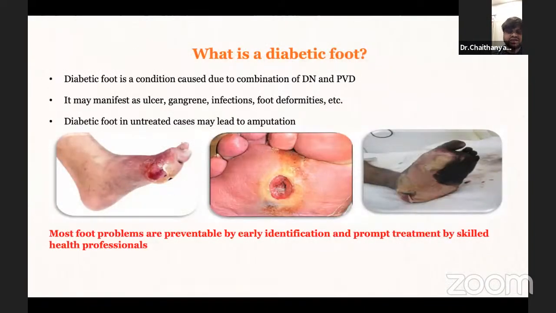These are the various presentations of diabetic foot. They will have corns, they will have callosities, they will have a loss of arch of the foot and all these things. So it is very, very important to take care of one's own foot. Diabetic foot is the most common cause of non-traumatic lower limb amputation throughout the world. At least 5 out of 10 patients will have some problem with their feet. You should always examine their foot.